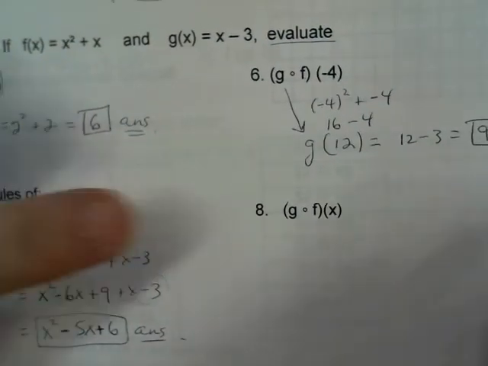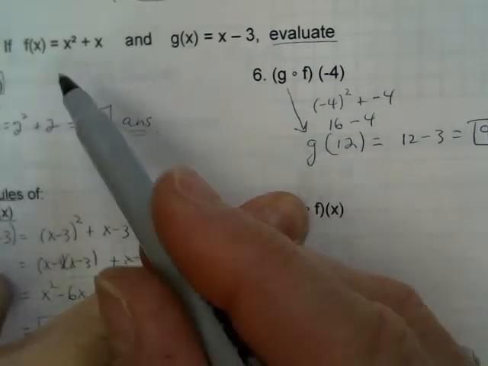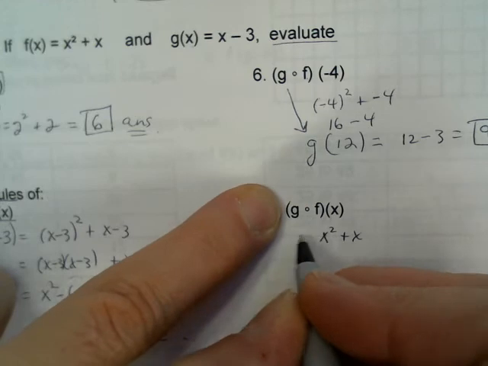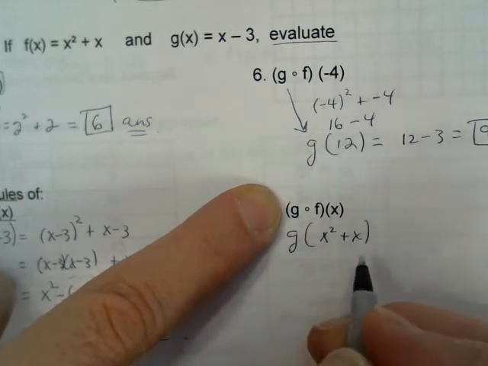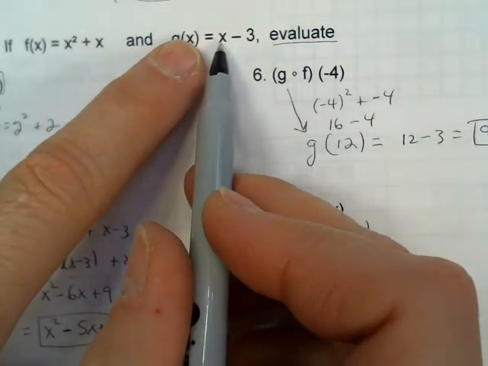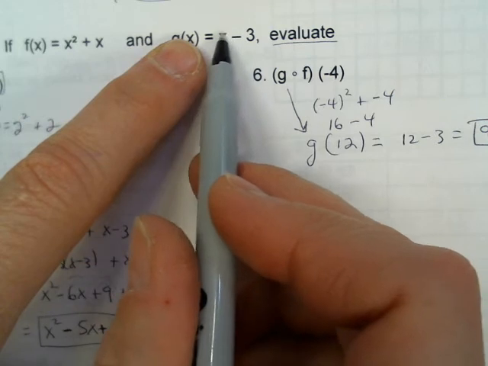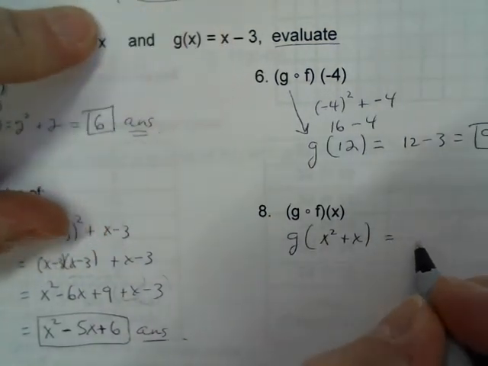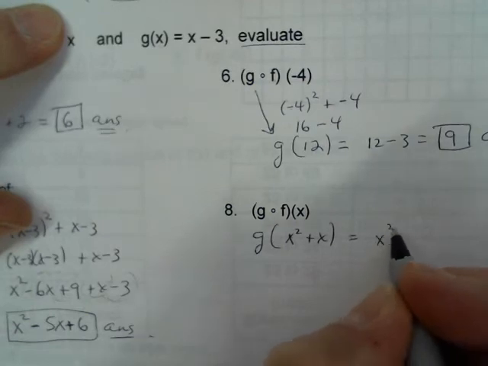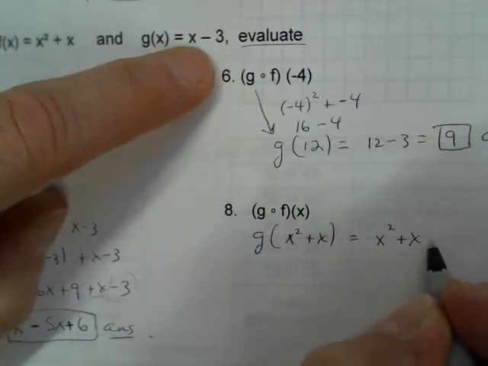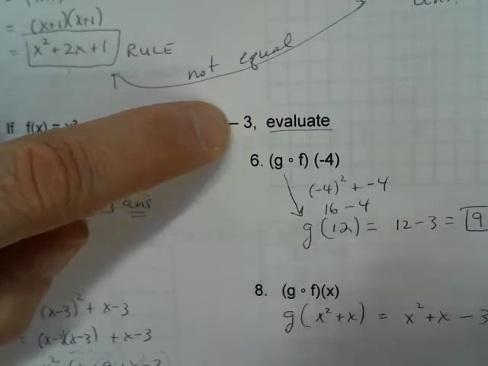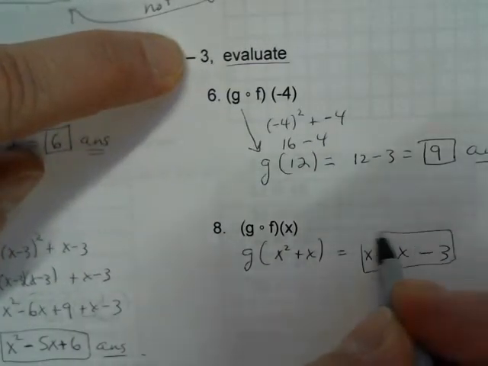Over here, let's do it the other way. F of x, we're going to write down as x squared plus x, and we're going to do g of that function. Well, g of x is x minus 3. Anytime you see an x, you take it out and you put x squared plus x in its place. So we've got x squared plus x, that's gone now, minus 3. And that's all you can do for that one.